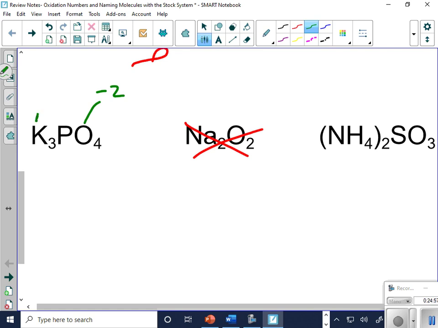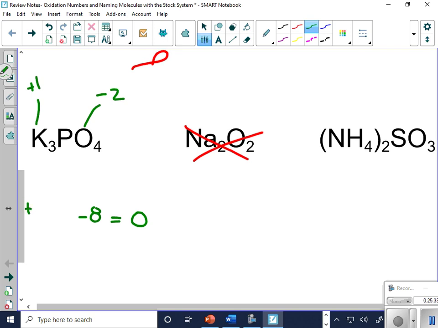I know that potassium is an alkali metal, a group 1 element. So, rule number 4 said that group 1 elements take a +1. So, how am I going to figure out phosphorus? Well, I'm going to set everything equal to 0. I know that oxygen is going to give me a -8 because there are 4 of them. Each one is a -2. I know that potassium is a +1 and that there are 3 of them, so it's going to give me a +3.